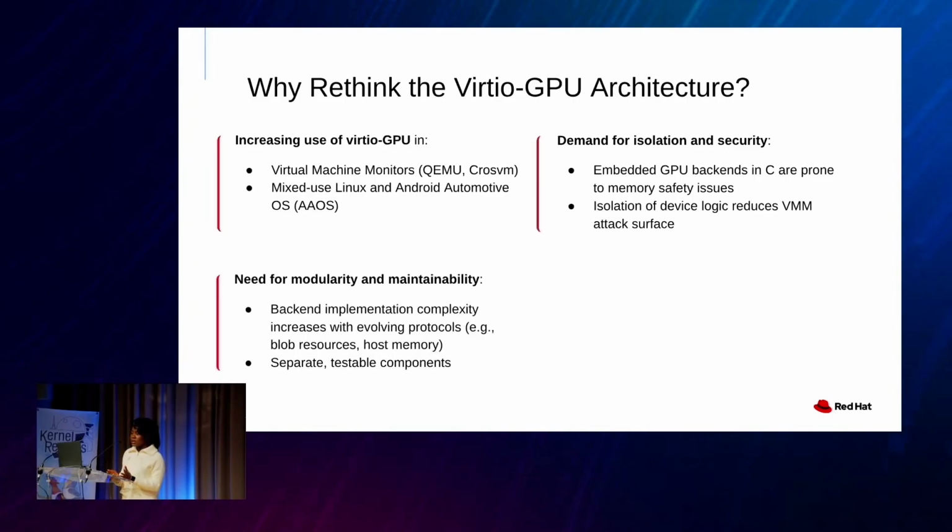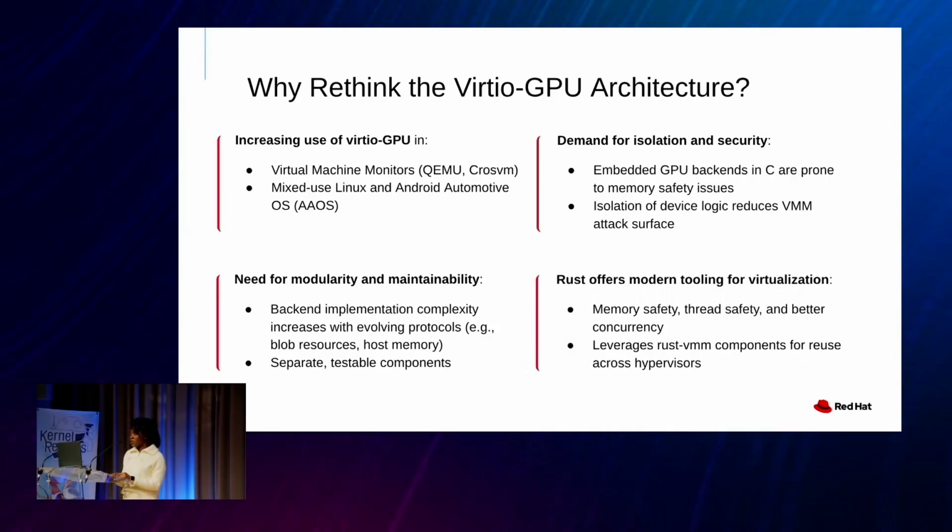Another reason was that we needed better modularity, especially when sharing code across different hypervisors. And given that Virtio GPU has to support newer features like the blob resource and the host visible memory, this kind of makes the C-based architecture harder to maintain in kernel. And finally, the other benefit was Rust. I'm not going to talk so much about this, since a lot of people have already talked about it, Alice in the first presentation. One of the good things is that we can leverage the Rust VMM ecosystem to simplify the development of the Virtio GPU device.